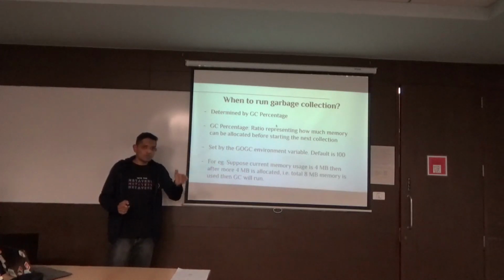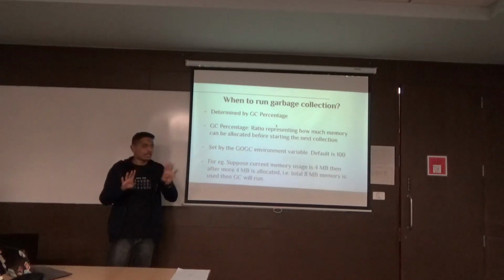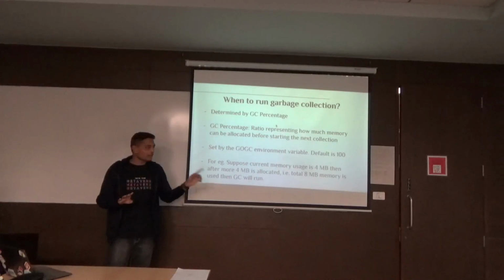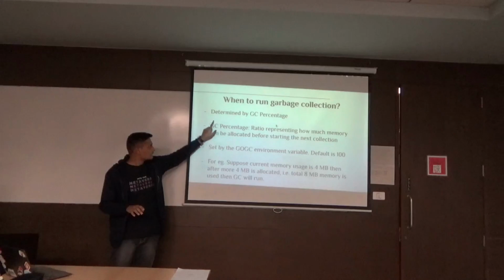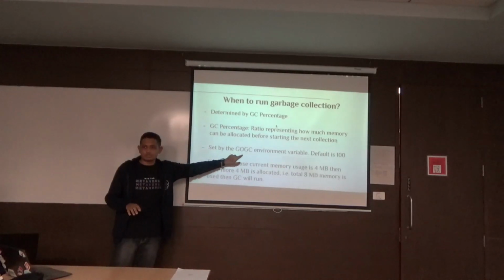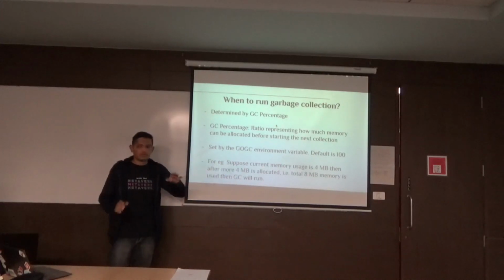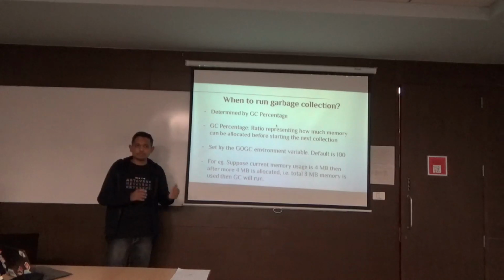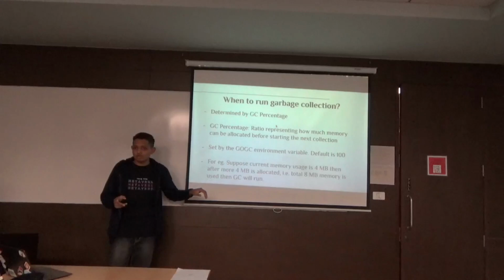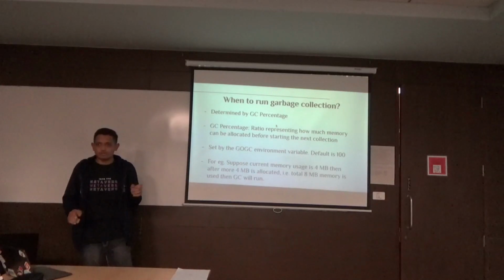So when 4 more MB of memory is allocated, so there is 4 and 4 more MB, total 8, then it is examined with the garbage collection percentage and then it will trigger a garbage collection run. This garbage collection percentage can be set by the GOGC environment variable. If you set it to, let's say, 50%, then whatever the current memory usage is, 50% of that. So if 4 MB is the initial usage, when 2 more MB of memory is allocated, so total memory usage goes to 6 MB, a garbage collection run will be triggered.